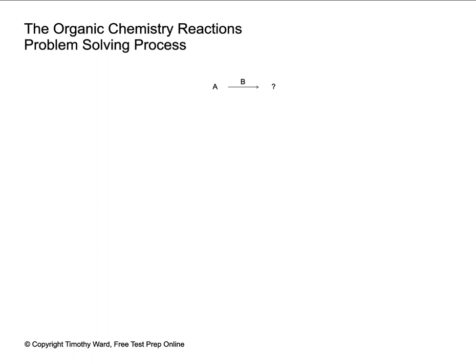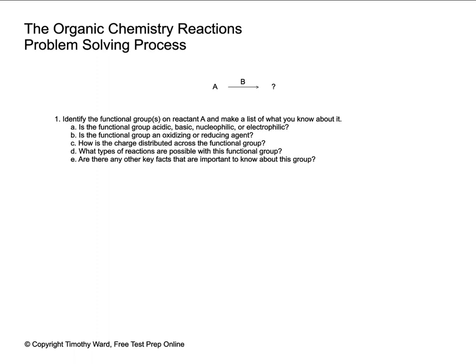When considering a reaction, A plus B yields, and you need to figure out what the product is, the first step of the problem-solving process is to identify the functional group or groups on reactant A and make a list of what you know about it. This list can include many things. For example, A, is the functional group acidic, basic, nucleophilic, or electrophilic? B, is it an oxidizing or reducing agent? C, how is the charge distributed across the functional group? D, most importantly, probably, what types of reactions are possible with this functional group? And E, are there any other key facts that are important to know about this group?